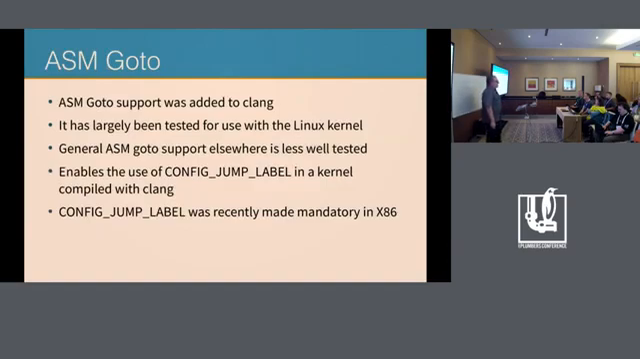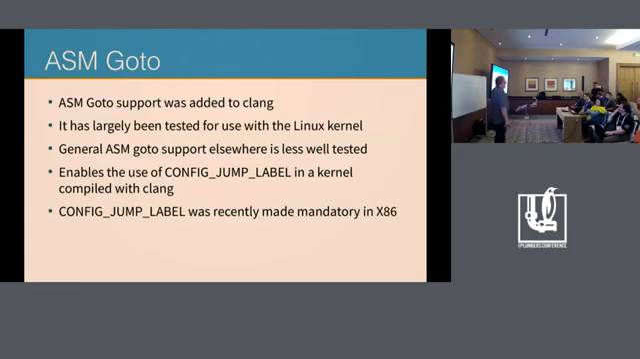So this has probably got to be the biggest problem that people brought up, certainly towards the end of the time that I was working on using Clang with the kernel, and that is that support for asm goto wasn't available in Clang. And asm goto is very important for being able to enable things like CONFIG_JUMP_LABEL, which allows you to optimize the use of fixed predictions of whether you're going to take a particular branch.